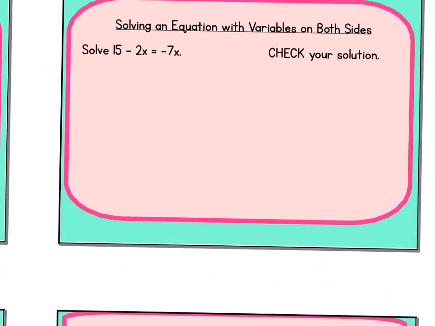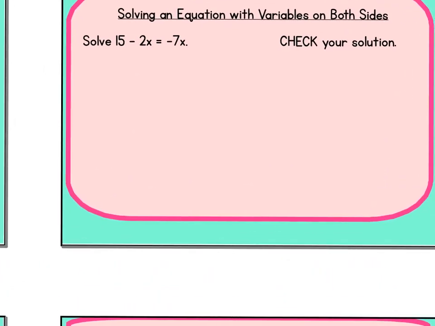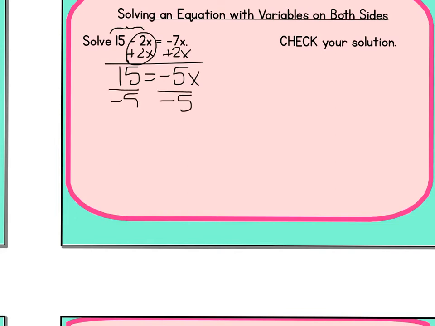Now we're going to go through and solve a couple equations, and we can go through and check our work. So for this first one, if we want to get our x's together, you'll notice that they're not alone here, so we're going to start by adding 2 x's to both sides. Negative 7x plus 2x gives me a negative 5x. The x's aren't alone, so I've got to divide by negative 5, and x equals negative 3.